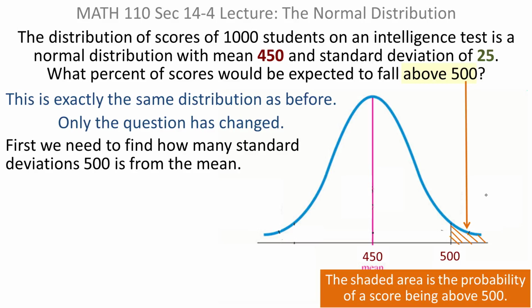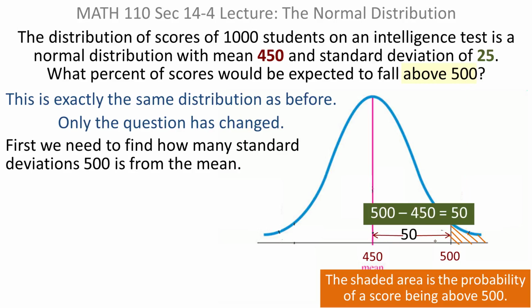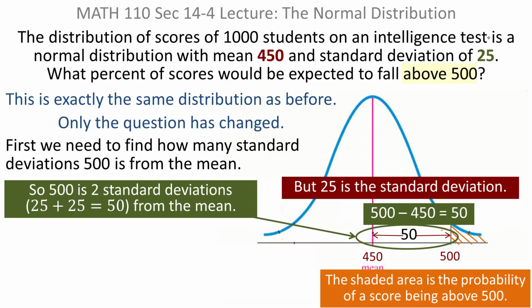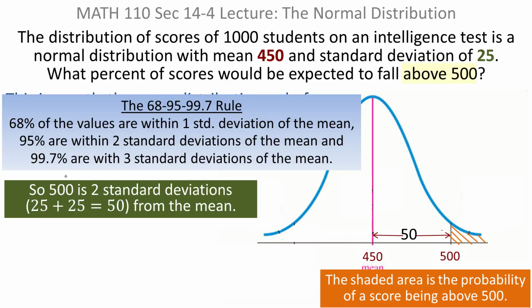So we proceed just as before, which means we need to find out how many standard deviations 500 is from the mean. We want to see how far it is from 500 to 450 measured in standard deviations. That involves finding, first of all, how far apart is 500 from 450, and that comes out to be 50. So you've got to say, well, how many standard deviations is that? Well, the standard deviation is 25. 50 is 25 plus 25, so that means it's 2 standard deviations. So 500 is 2 standard deviations from the mean.